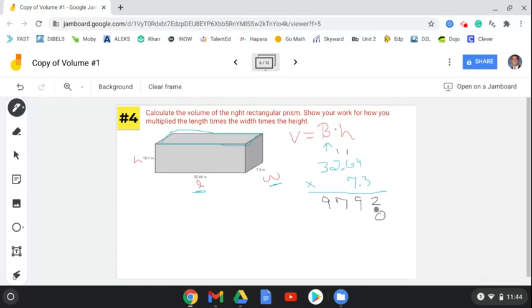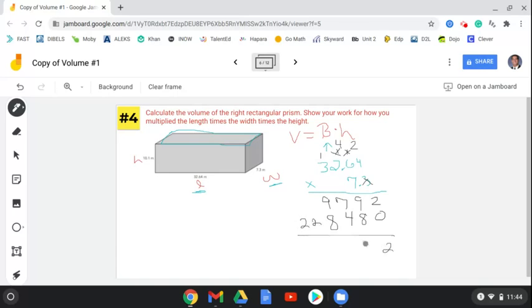Second row, I'll add a placeholder 0. I've used that digit I carried. I've used that digit, and I've used that digit. 7 times 4 is 28. 7 times 6 is 42, plus 2 is 44. 7 times 2 is 14. 14 plus 4 is 18. 7 times 3 is 21, plus 1 is 22.